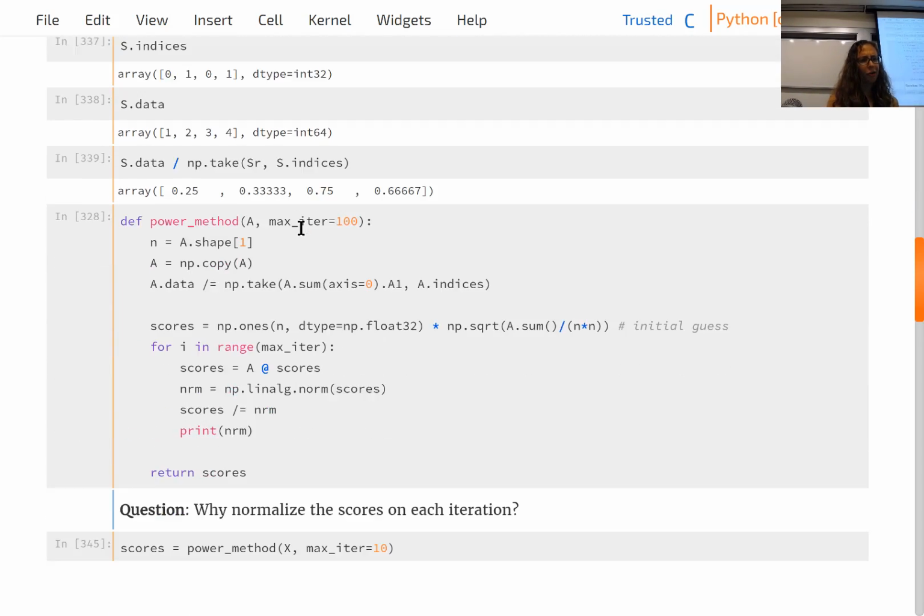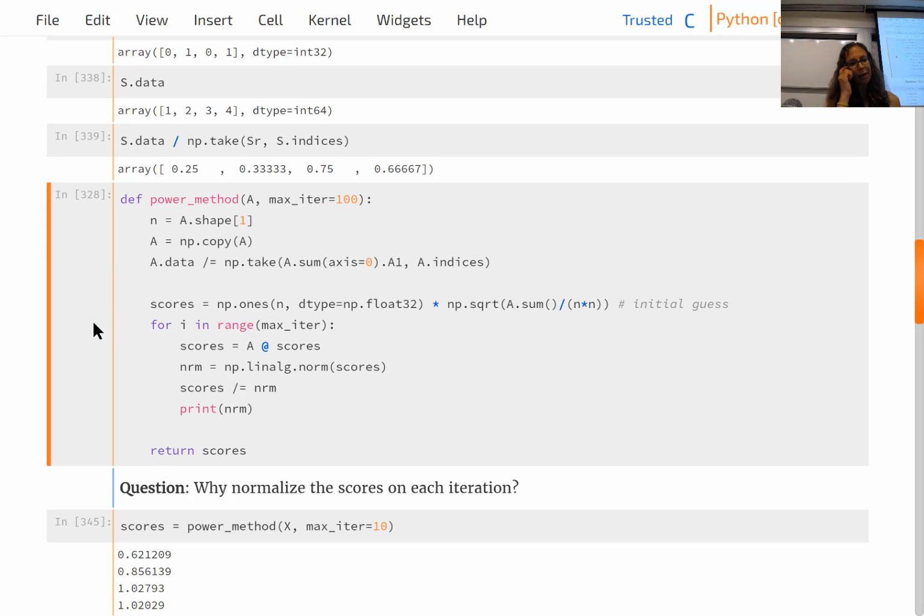Yeah, and the general idea behind the power method is that we're multiplying A times, I call it the scores because it's the score of how important each page is, but you could also think of that as the probability of a person being on a particular page, and we're just doing that a bunch of times, but normalizing to make sure that things don't go to 0 or to infinity.